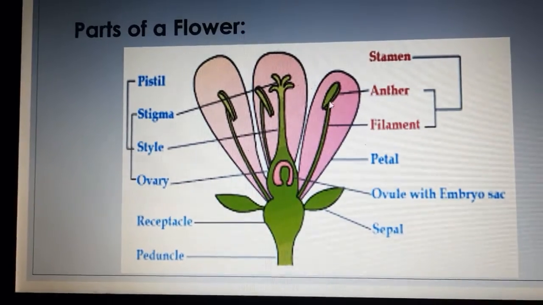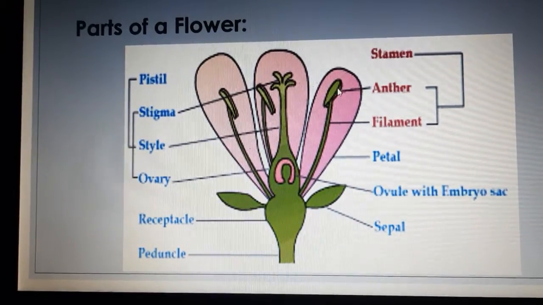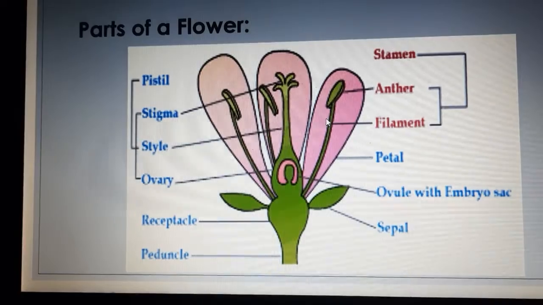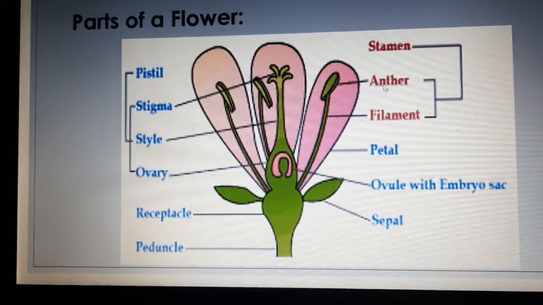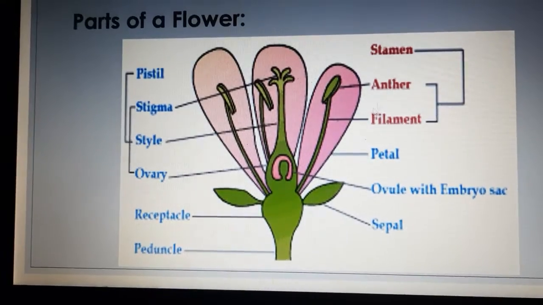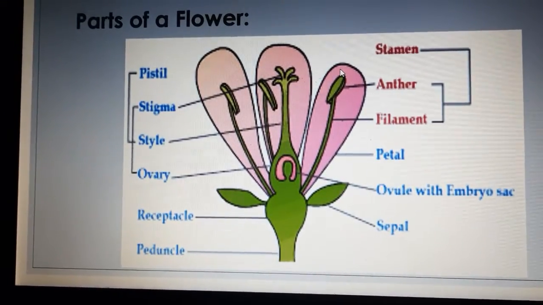You can see this long structure. On top is the anther, and this long tube is called the filament. These two together constitute the stamen. This is the male reproductive part of the flower.